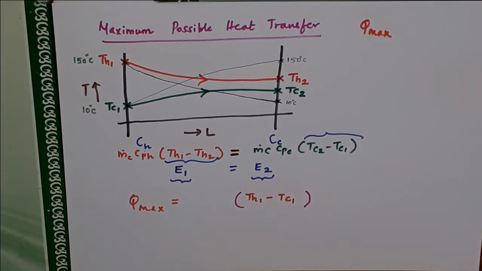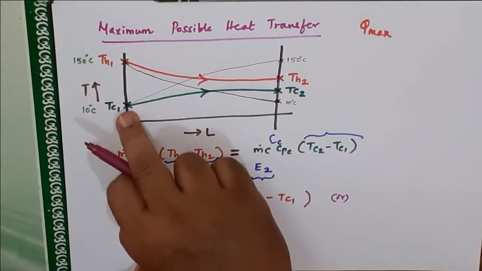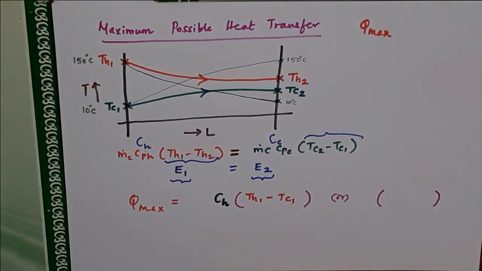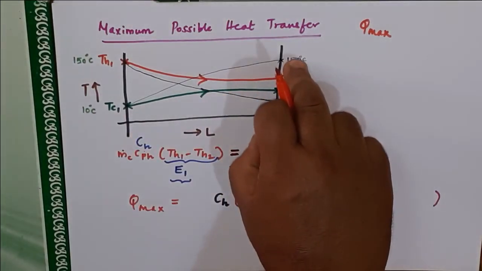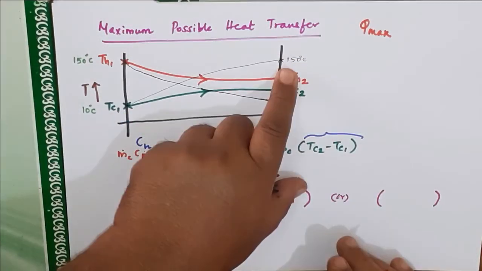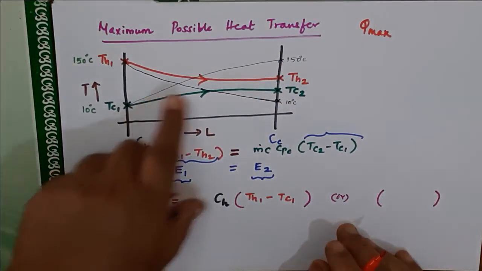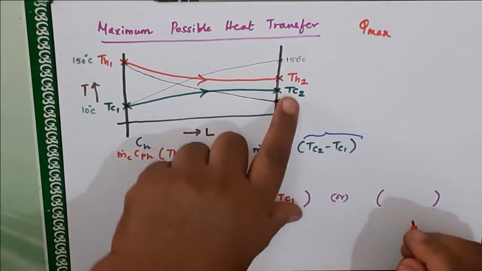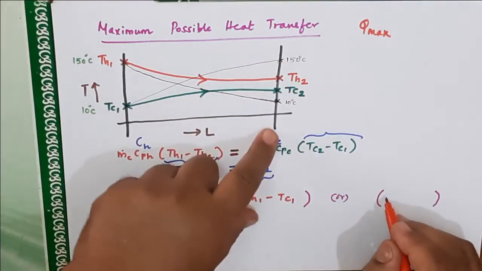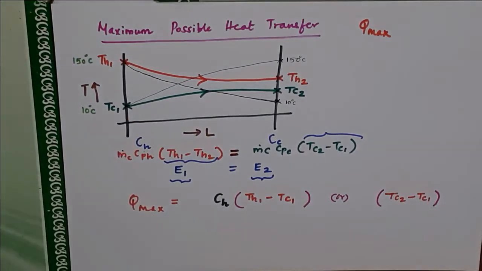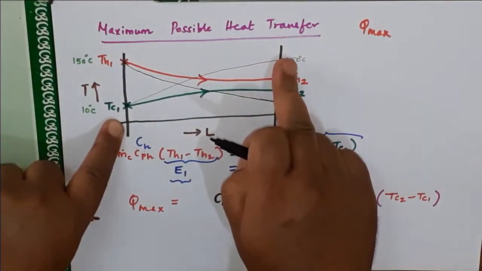This is the hot fluid, so I'll write it as CH. Or I'll take the cold fluid. Where does the cold fluid go from 10 degrees? It goes to 150 degrees. It's going from 10 degrees. From 10 degrees to 150, the higher temperature minus the lower, otherwise we have to put a negative sign. So I go for higher temperature minus lower. The higher temperature, 150 degrees, is TC2, the exit temperature. So it is nothing but TC2 minus what is this temperature? TC1. So the cold fluid is undergoing the maximum temperature rise.